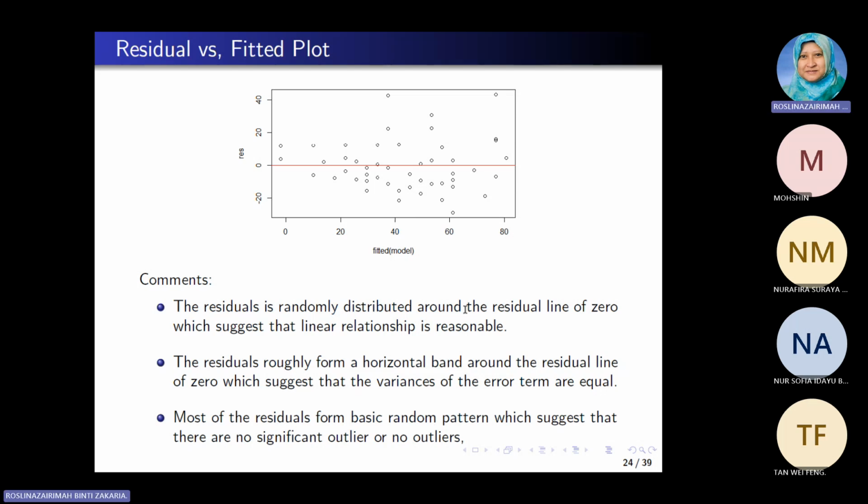Equal. Okay. And then the last one: most of the residuals form a basic random pattern. We suggest that there are no significant outliers. Although there are a few, the majority of data is within this area.